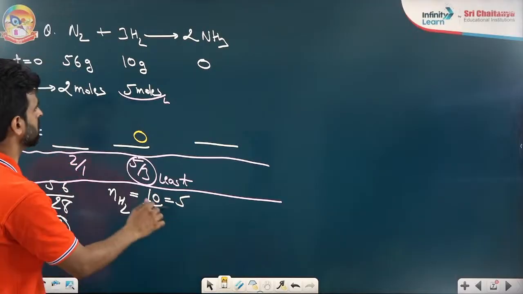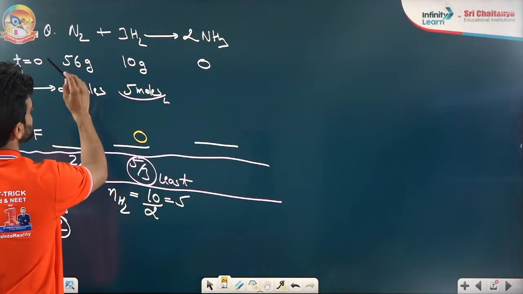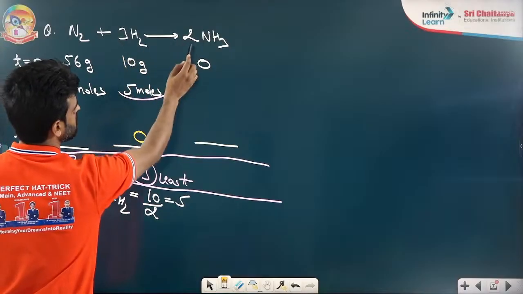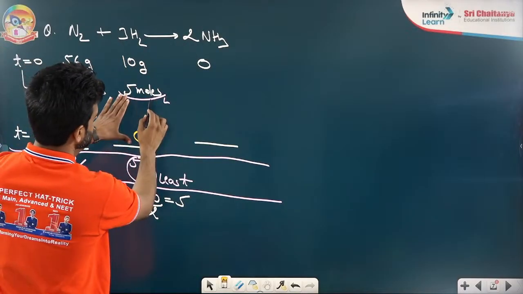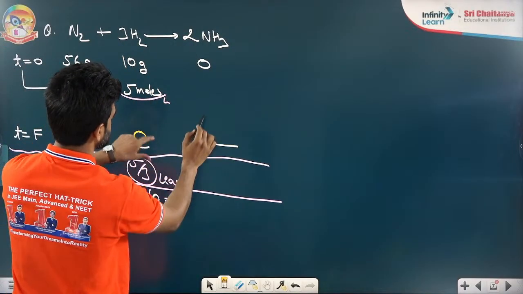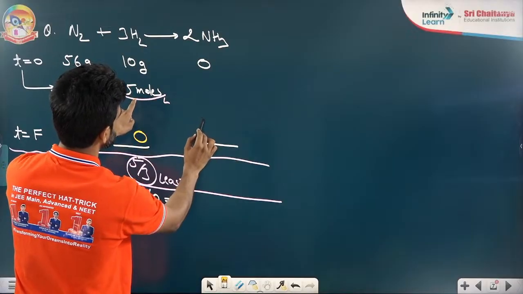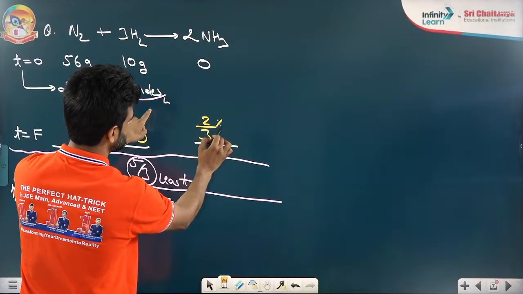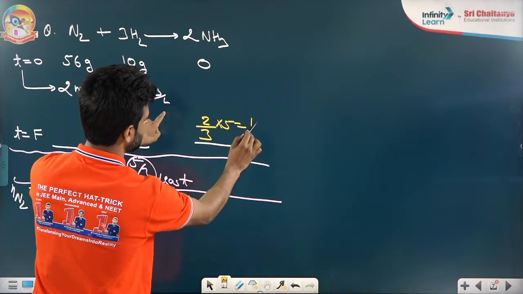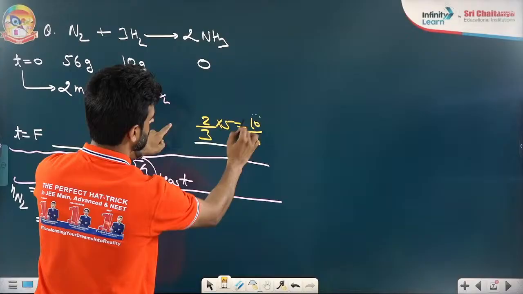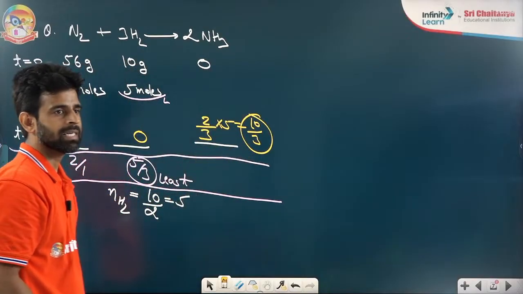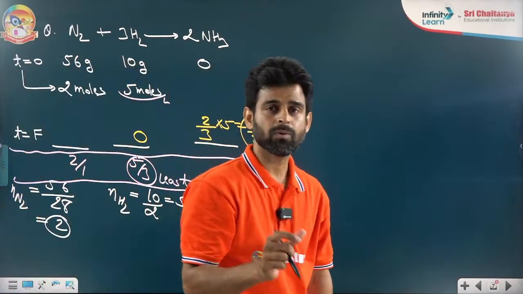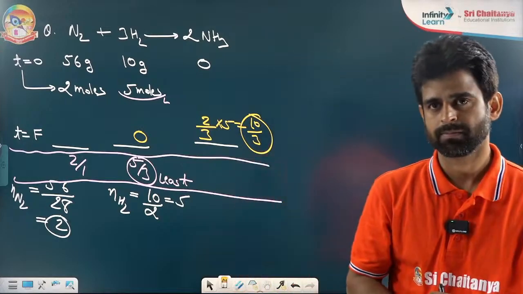Now you can see 3 moles of H2 produce 2 moles of ammonia. So 1 mole produces 2 by 3. So 5 moles produce how much? 2 by 3 into 5. So what is coming finally? 10 by 3 moles of ammonia will be produced.